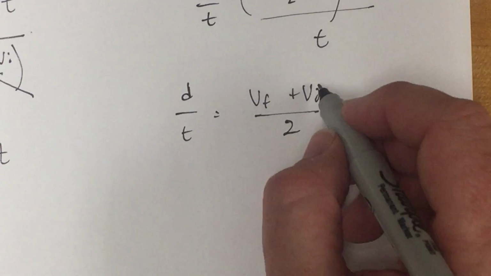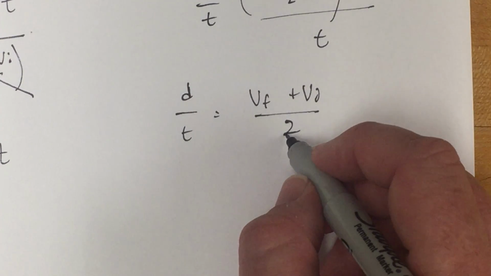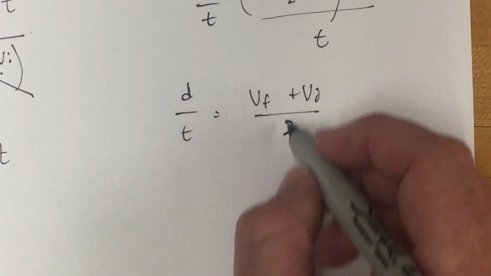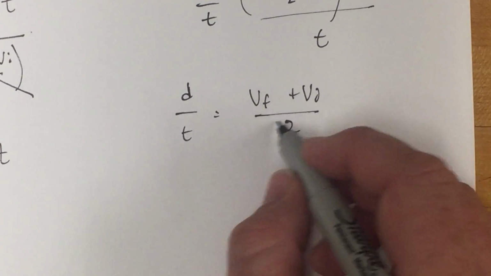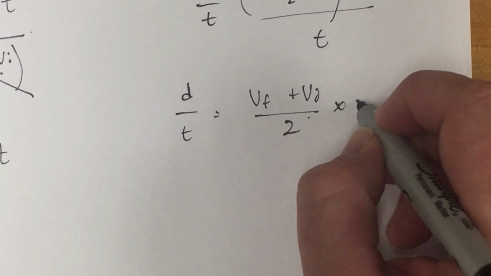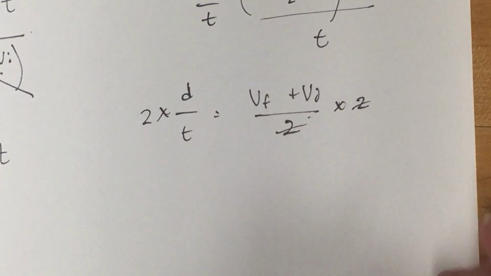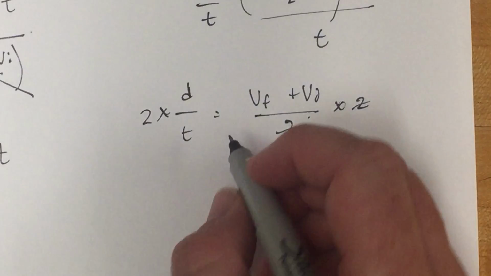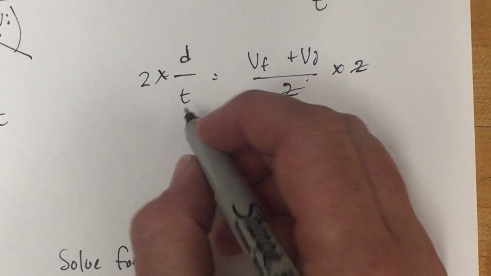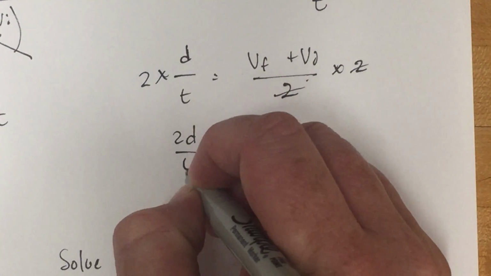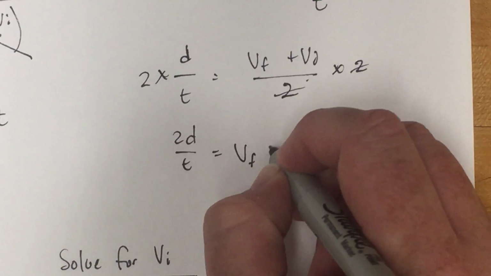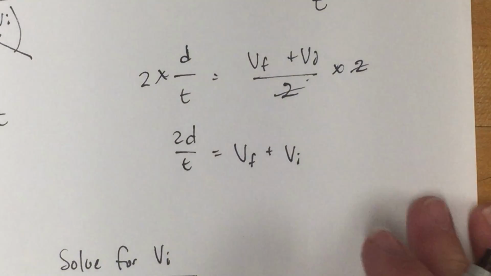Currently I have vf plus vi divided by 2. I don't want the 2 over here anymore, and so I need to do the opposite. I'm dividing by it here, the opposite is multiplying. So times 2. So I'm going to cancel those out. And the way that I write that here is I'll have 2d over t equals vf plus vi.